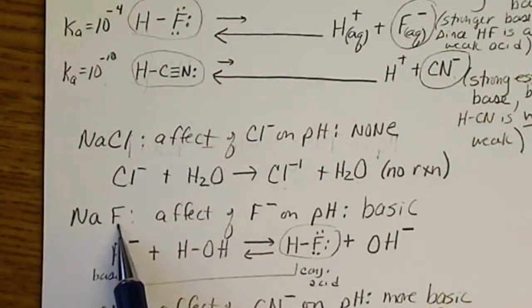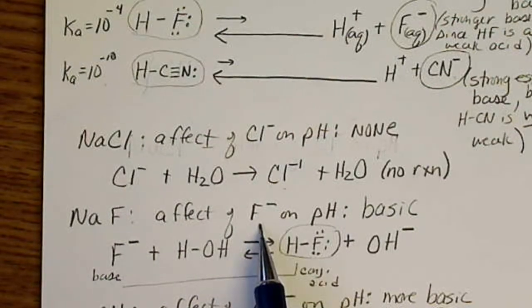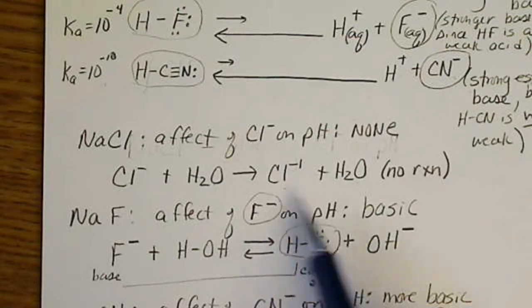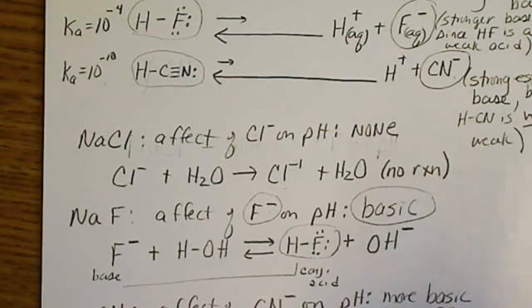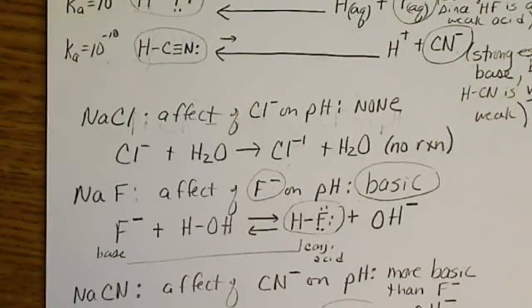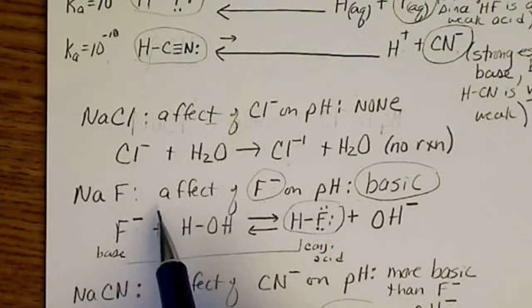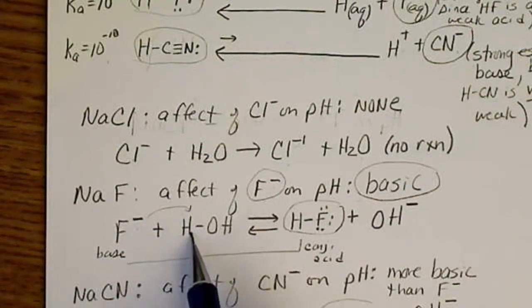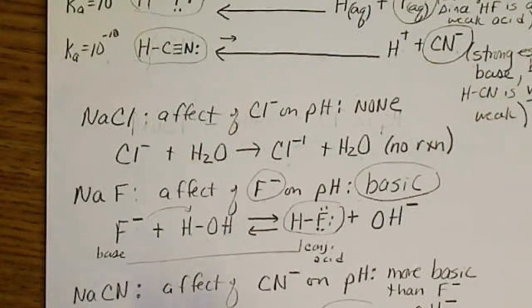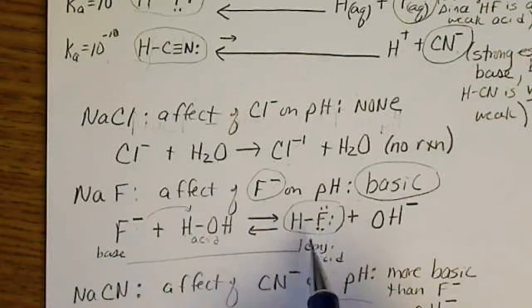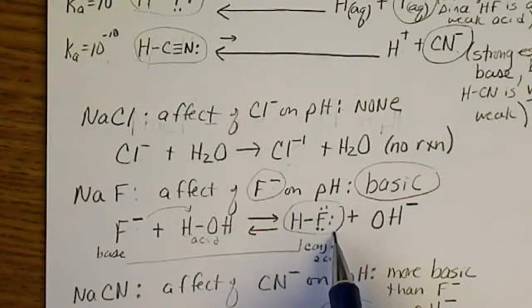If we look at sodium fluoride, the effect of the fluoride on the pH is that it is the conjugate base of a weak acid, so this fluoride ion is basic. It will make a water solution more basic. So the fluoride ion, in the presence of water, will pluck off a hydrogen from the water molecule. Remember, when water is in the presence of a base, it acts like an acid and it'll donate a proton. When it donates a proton, we have the intact hydrogen fluoride molecule.